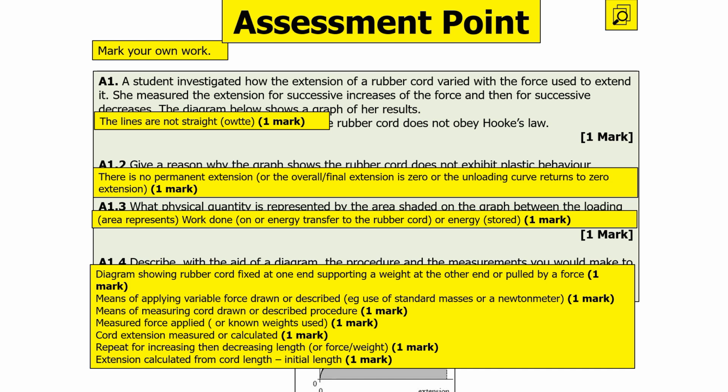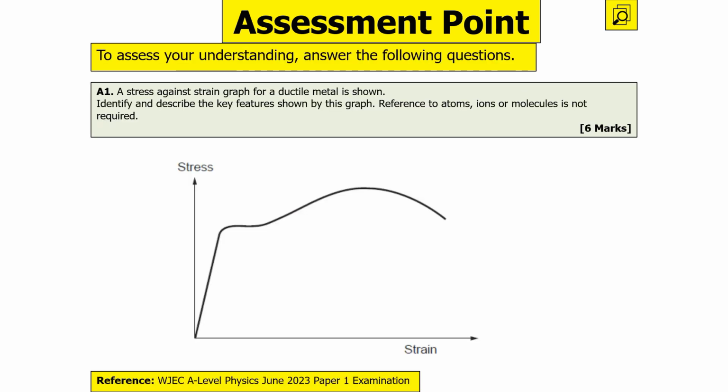Do it for different values of force or weight, and then you can work out your different extensions and plot your graph. The next question says, a stress strain graph for a ductile metal is shown. Identify and describe the key features shown by the graph. References to atoms, ions and molecules is not required. So pause the video now, then unpause the video when you want to go through your answer.